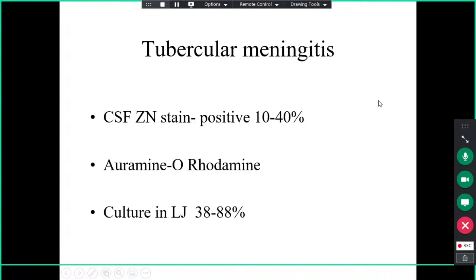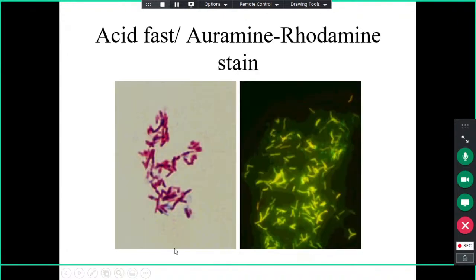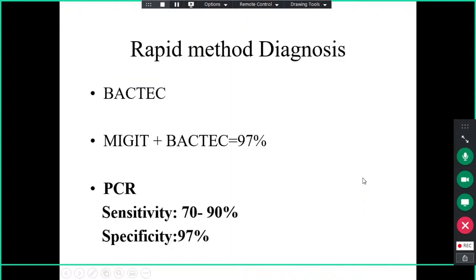So again, as I have already told you, in tubercular meningitis you will collect the CSF sample. ZN stain sensitivity is not good, so we can do the auramine rhodamine stain and culture. LJ again has less sensitivity. Auramine rhodamine, how it looks, how it fluoresces. Bactec or Mijit sensitivity is very good. PCR we can do, sensitivity and specificity is good.